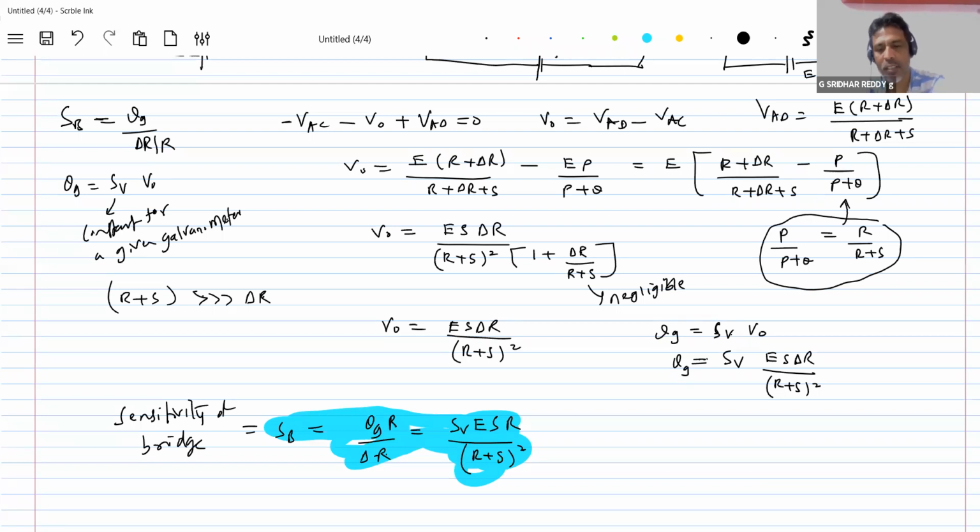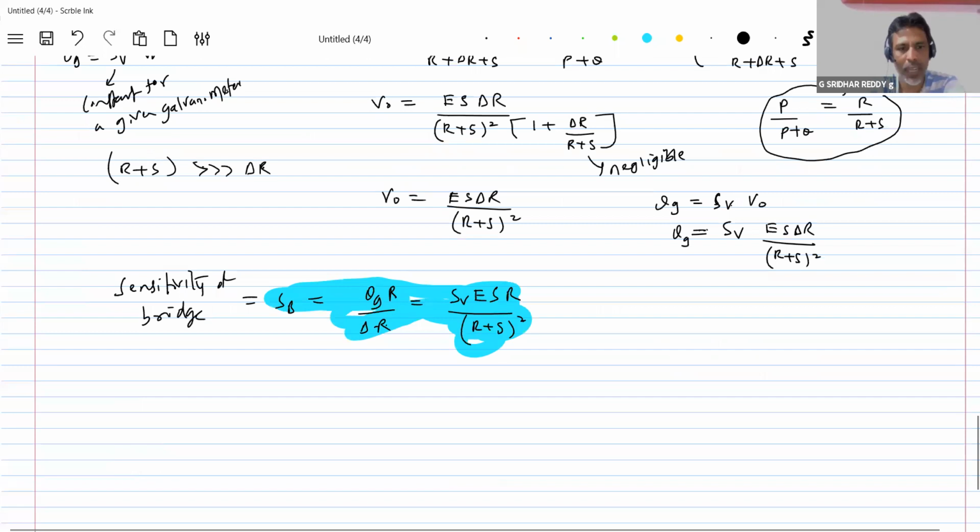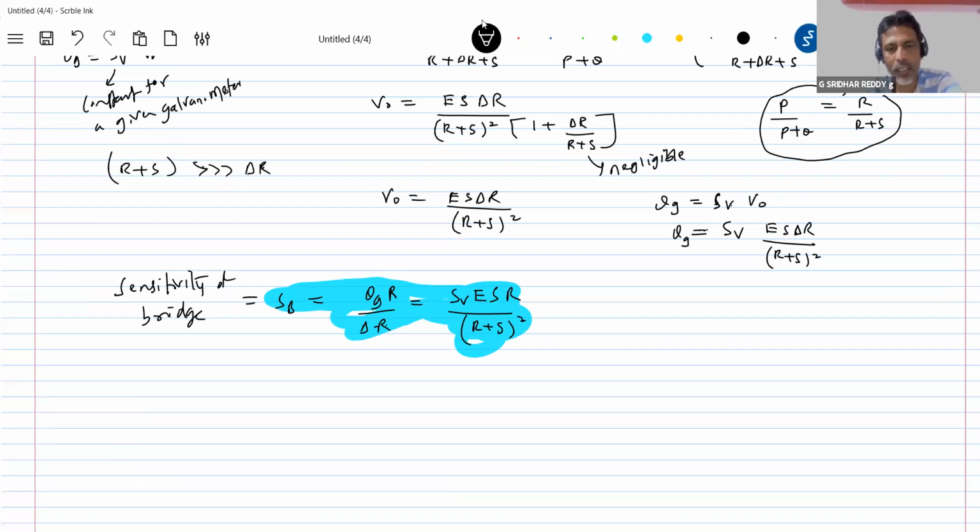So let me differentiate to find for what condition the sensitivity will be maximum. Somebody is still asking, sir, what is sensitivity? Listen, for a small change in R, if I get a large deflection in the galvanometer, then the bridge is said to be more sensitive. That is what is needed for application.